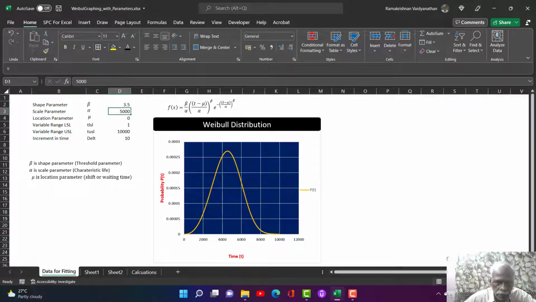I hope you have understood what is Weibull distribution and how to do a process capability study using Weibull distribution.